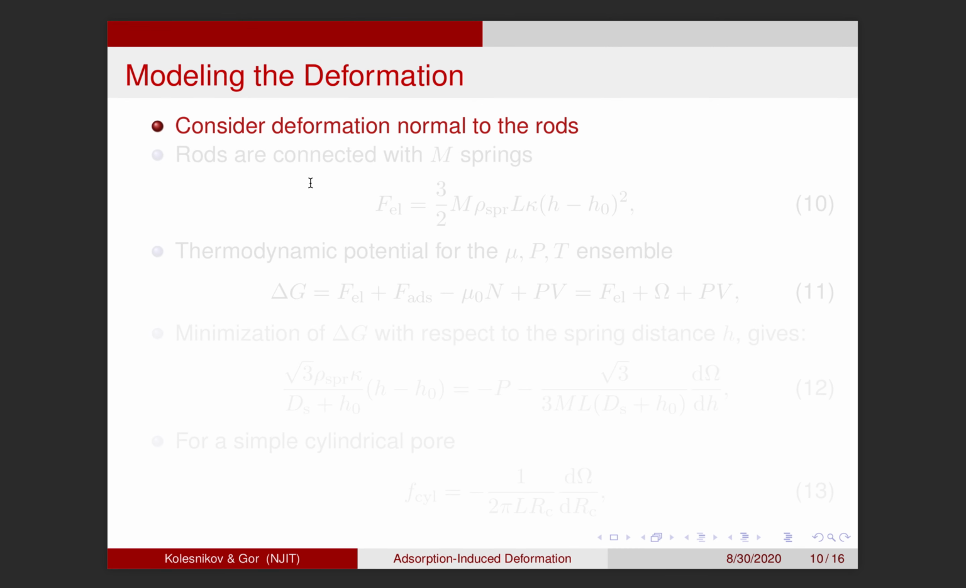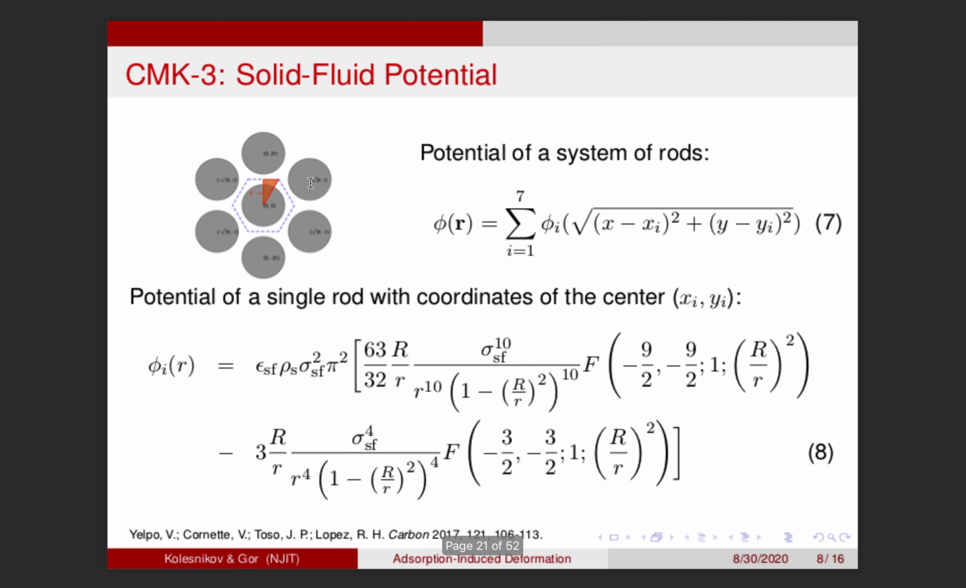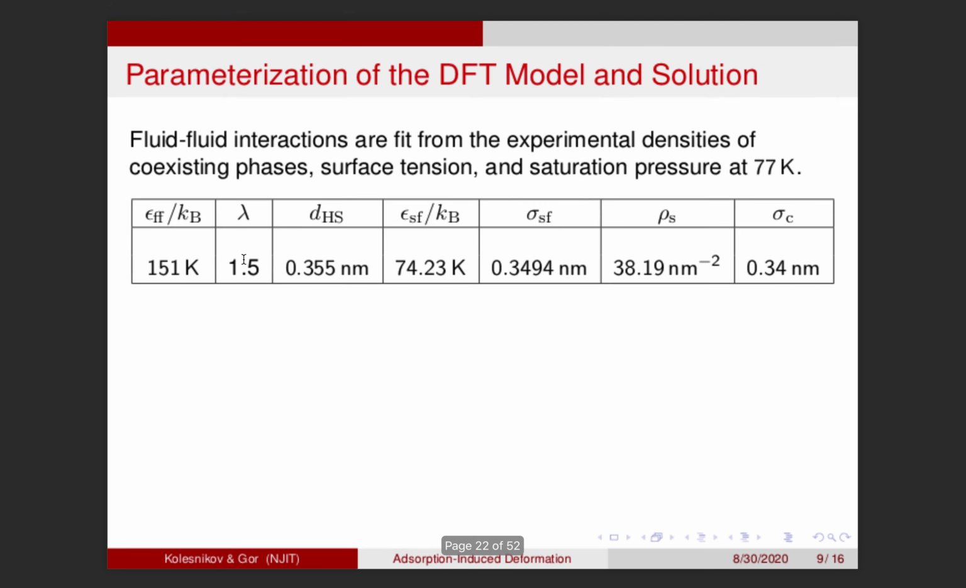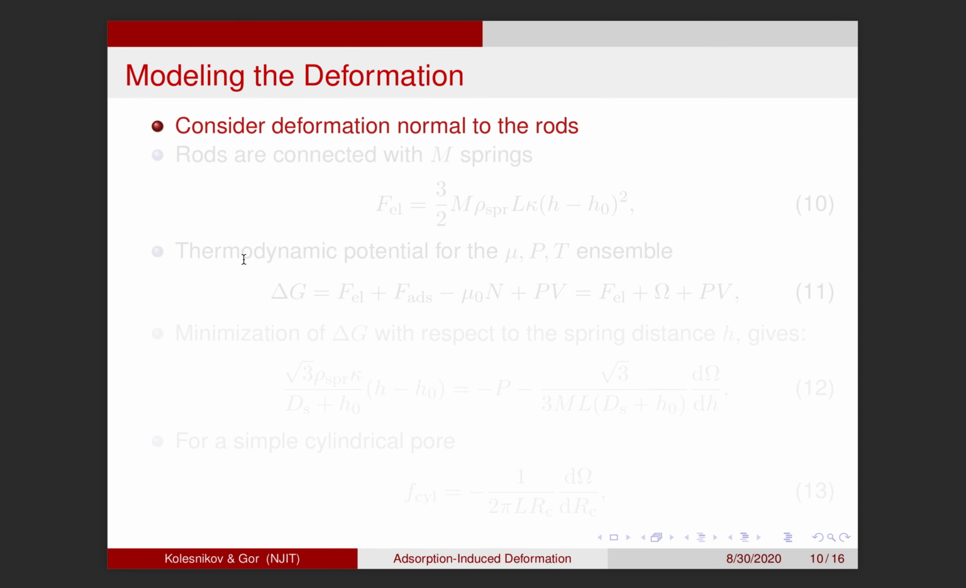So that was just prediction of adsorption, but that's not all we need. We also want to model the deformation, and we will consider the system in 2D. We will consider only the deformation in plane. I'll flip back to the slide with pictures. So we assume that the deformation takes place only in this plane of the slide. So we assume that all the rods are connected with a certain number of elastic springs. So then the elastic free energy can be written by this harmonic expression.